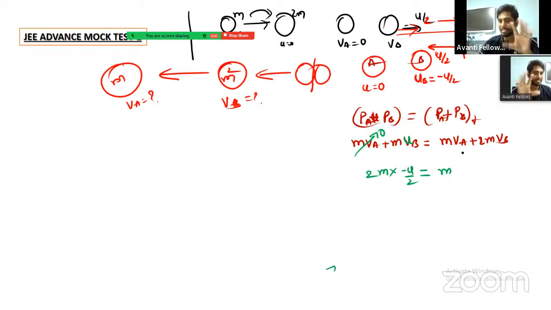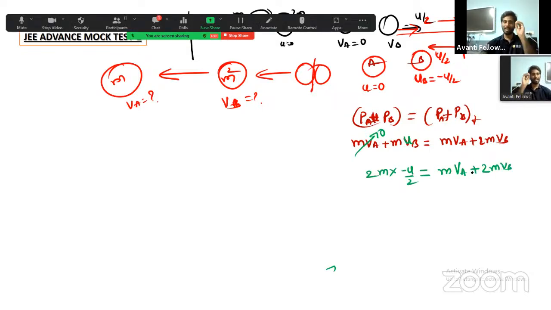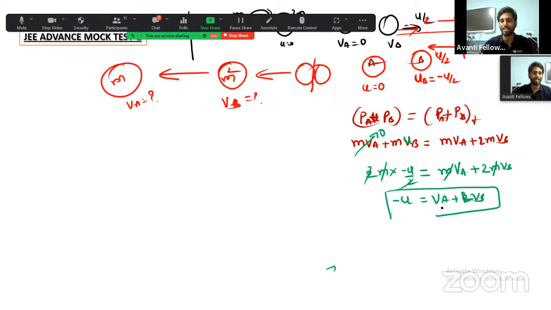m is m only. What is the final velocity va? I don't know, I need to calculate that one. I will write va plus 2m into vb, and I will retain that the same. Now if I take m common, m cancels, 2 with 2 cancels. Here we will get minus u is equal to va plus 2vb. I will call this equation number 4.